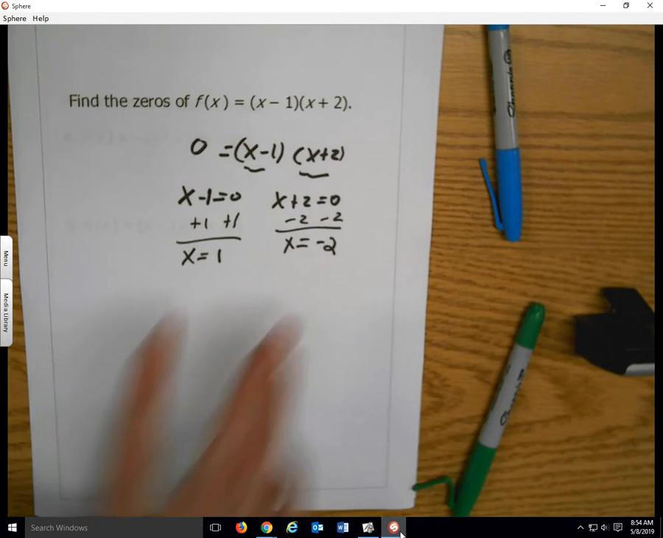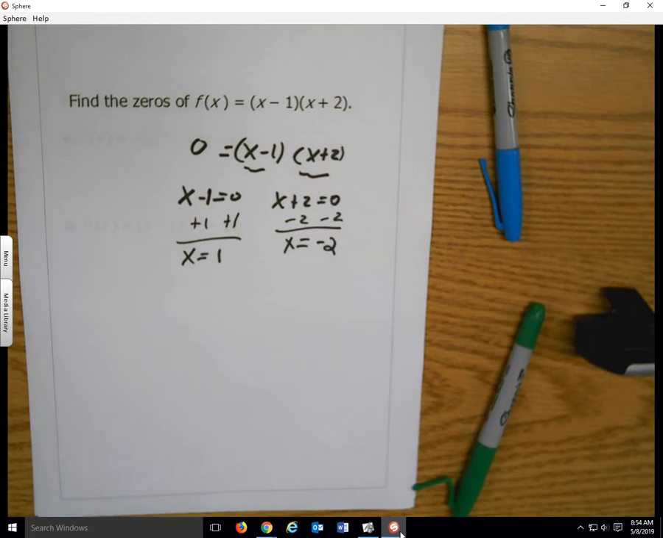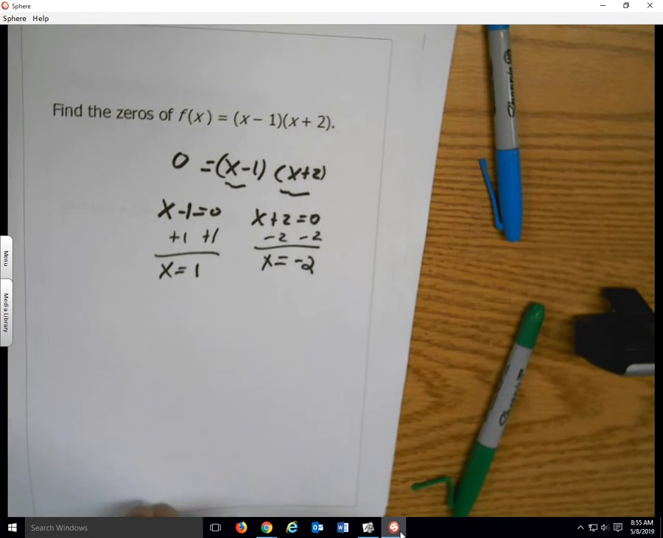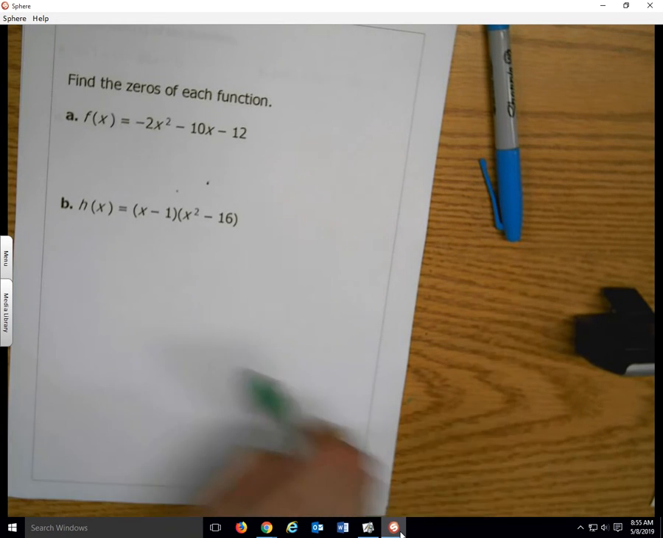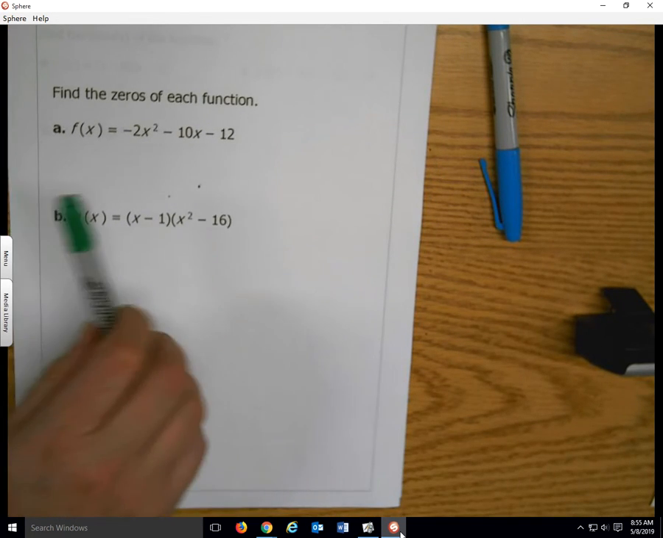So that is how you do it. It's a pretty simple concept. I want to do a few more examples, though, just to show you how it can be mixed up a little bit. So let's see. Find the zeros of each function. Looking at this one right here.